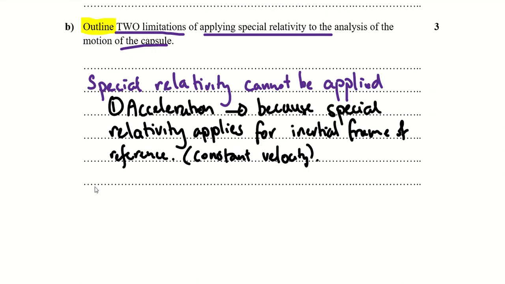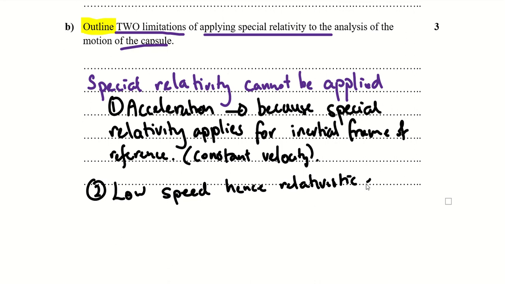The second factor is the low speed. Okay, so a low speed. If we actually look at the Lorentz factor, you will see that it's a really small value. So low speed, hence relativistic effects would be small if the object was traveling at a constant speed.